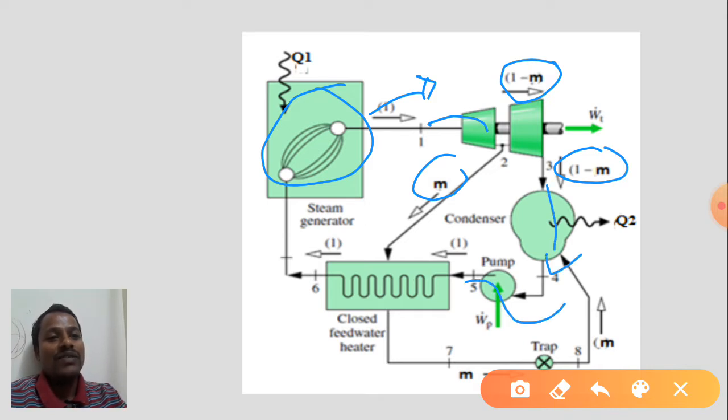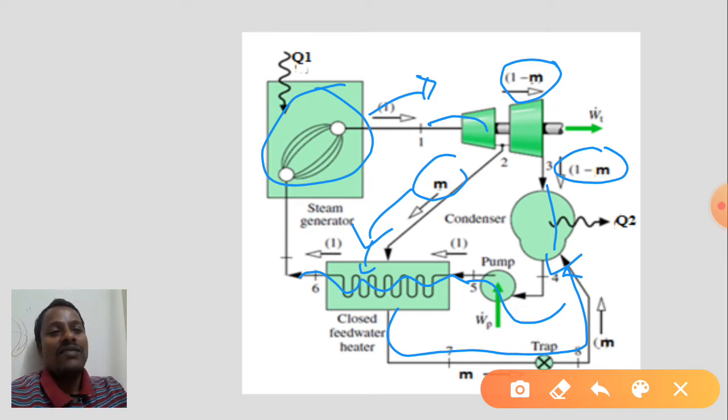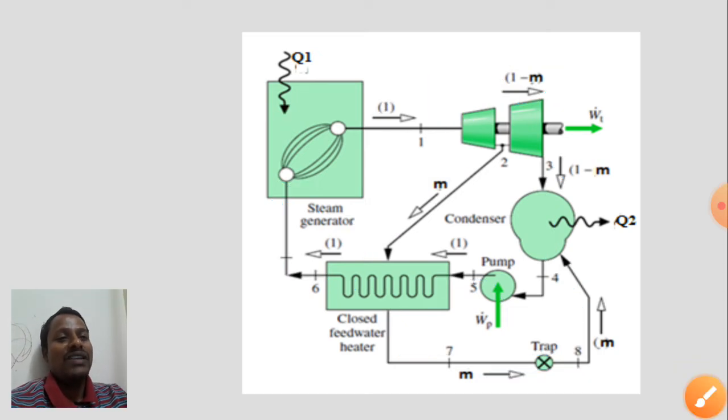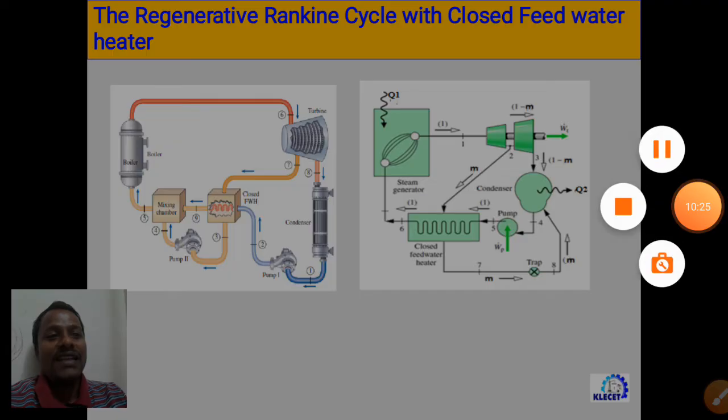Then the pump pumps this condensate into the closed feed water heater. Then whatever steam was bled here, after transferring its heat energy to the condensate which is flowing inside the tubes, gets condensed, and the condensate is again pumped back into the cycle. Then the preheated feed water again enters the boiler, thus the cycle repeats. So this is about the closed feed water heater and its usage in the Rankine cycle.